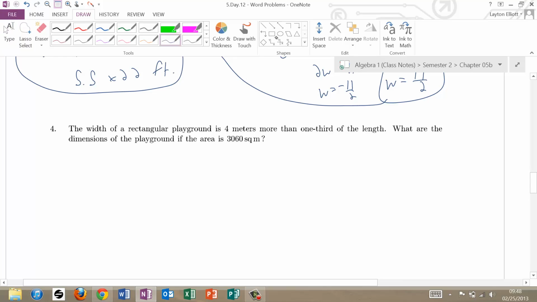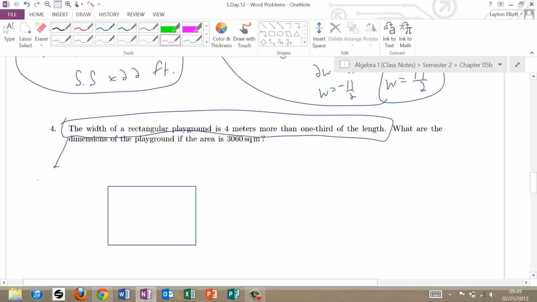Last one, the width of a rectangular playground. Let's draw another rectangle. Width is 4 more than 1/3 of the length. So I'm actually going to take this statement here and I'm going to translate that. Width is 4 meters more than 1/3 of the length. So what I actually want to do is say let L equal the length in meters if I was to do a let statement. And if I'm not going to do a let statement, I'm going to put L as the length, but then we're going to take 1/3 L plus 4 as the width. So L is our variable here.